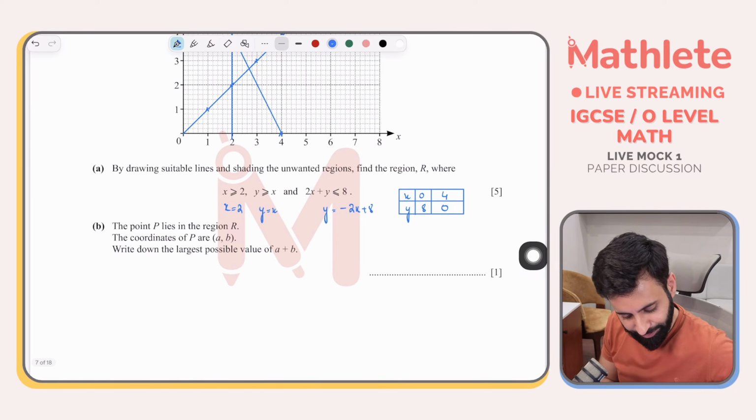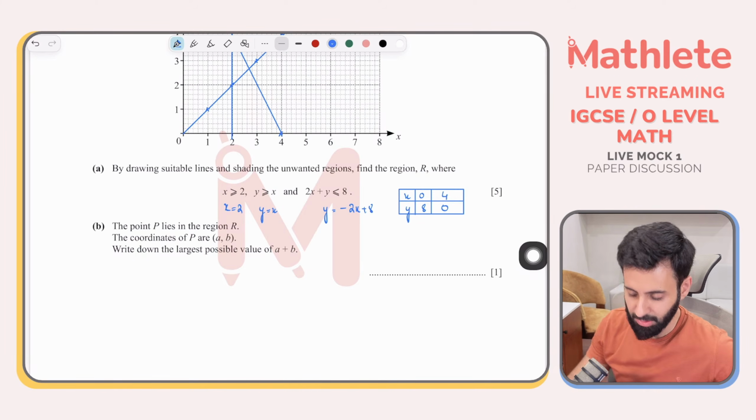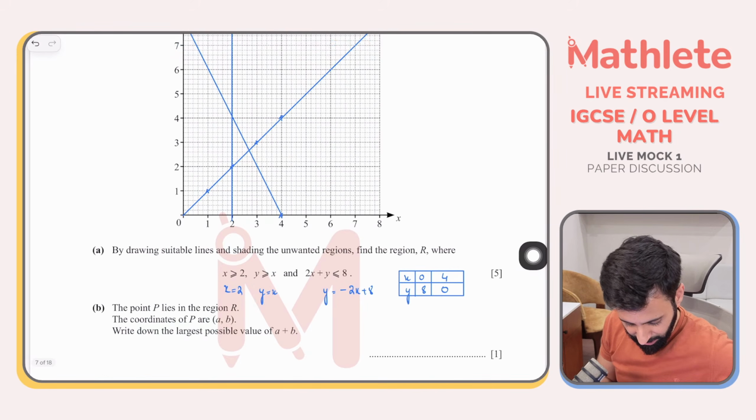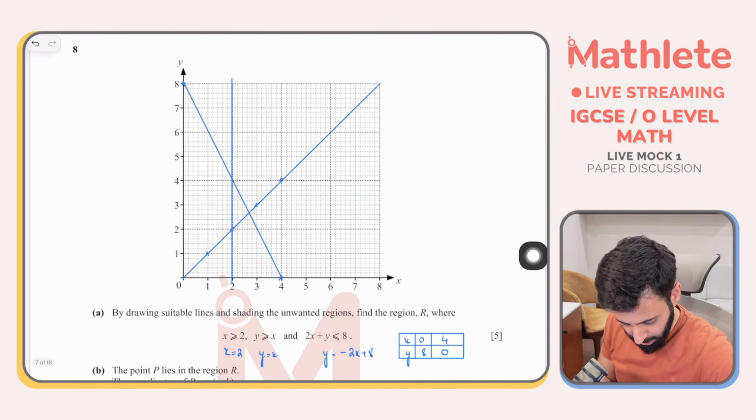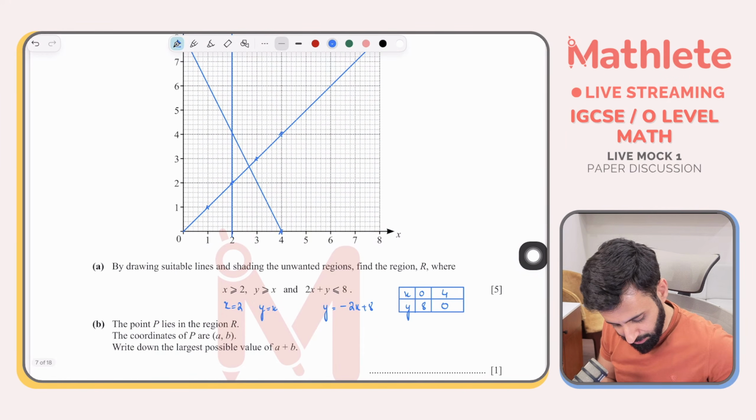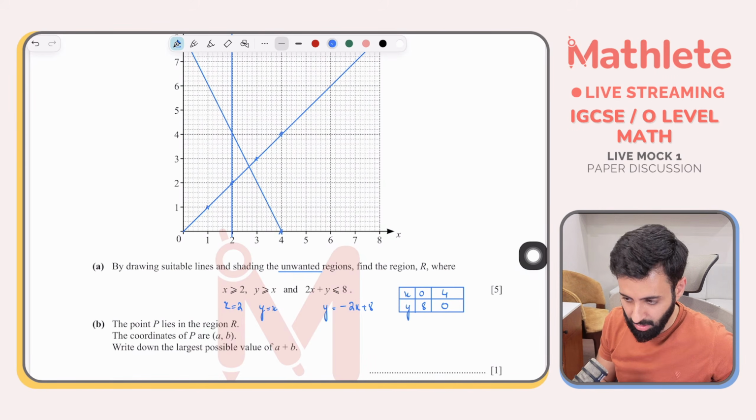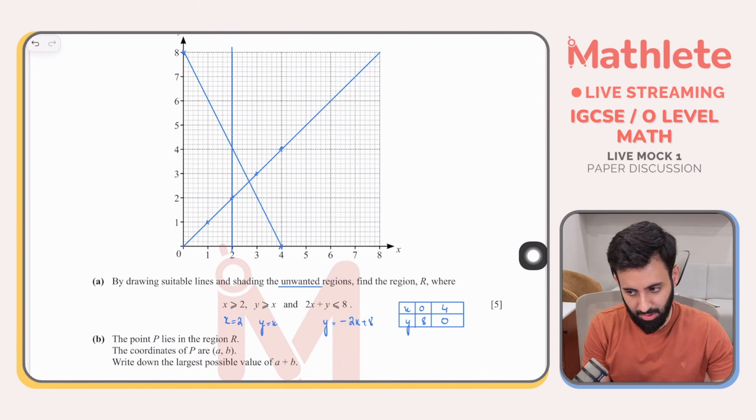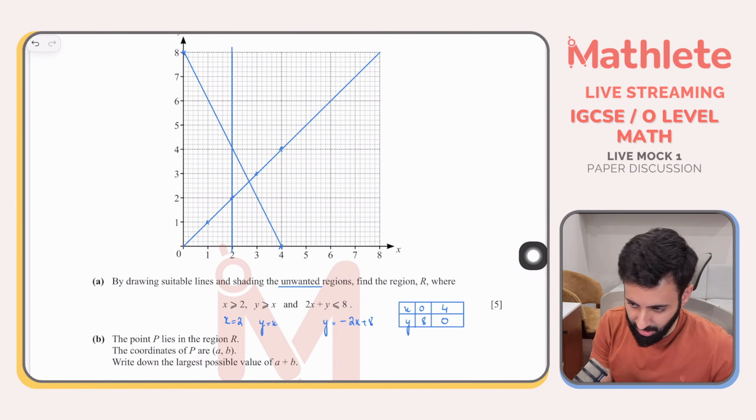Okay? Now, the point P lies in the region R. The coordinates of P are a comma b. Write down the largest possible value of a comma b. First of all, let's shade. X is greater than or equal to 2. What is the question saying? Read the question carefully. It's saying by shading the unwanted regions. Unwanted region means that you shade opposite of what the inequality says. If the inequality says greater, you shade lesser.